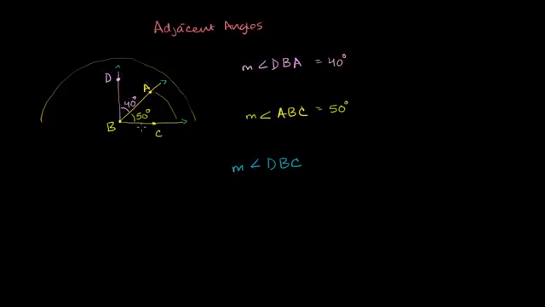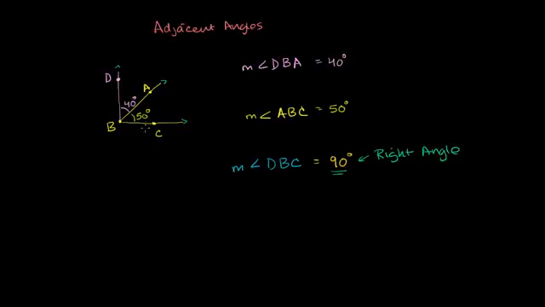And let me delete all of this stuff right here to keep things clean. So the measure of angle DBC would be equal to 90 degrees. And we already know that 90 degrees is a special angle. This is a right angle.